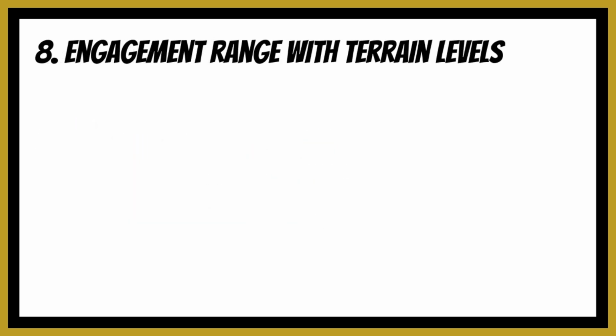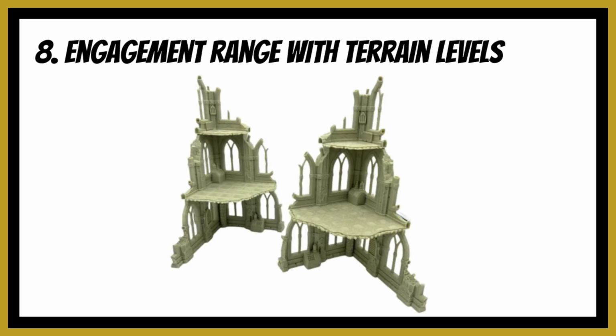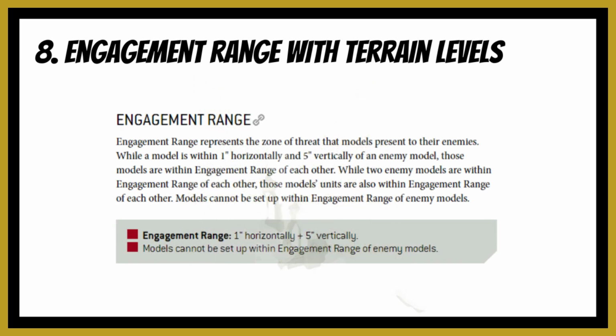Okay, we're on to number 8, which is engagement range with terrain levels. So we're sticking with terrain for the moment, but this time we're talking about the actual ruins that have got different levels. Some common ruins have 1 or even 2 levels that models can be stood up on. So we all know about unit coherency with terrain levels, but do you know about engagement range of terrain levels? So you get 1 inch horizontally, which you'll already know, but there's also 5 inches vertically of enemy models.